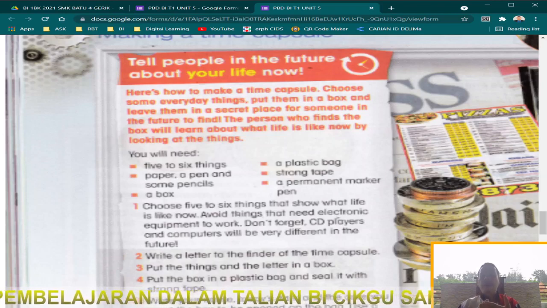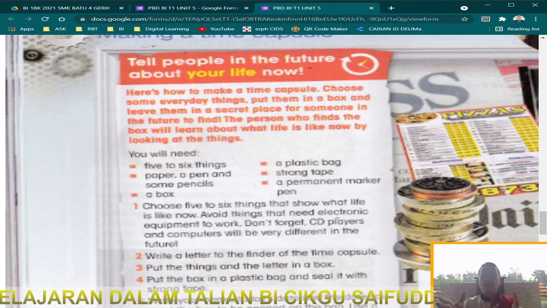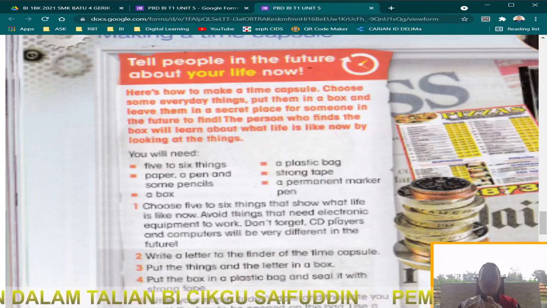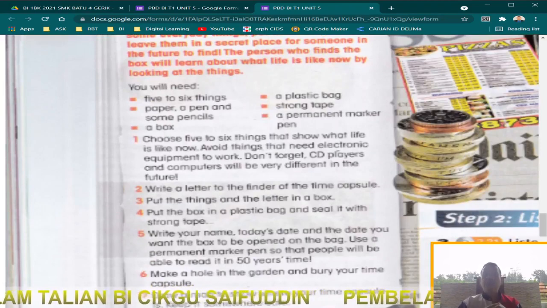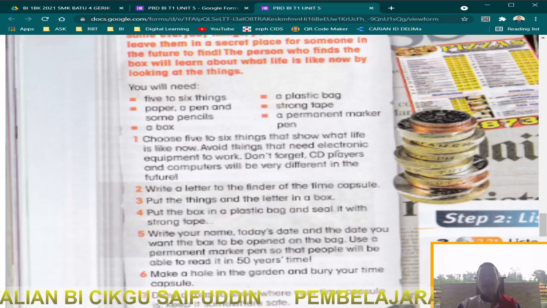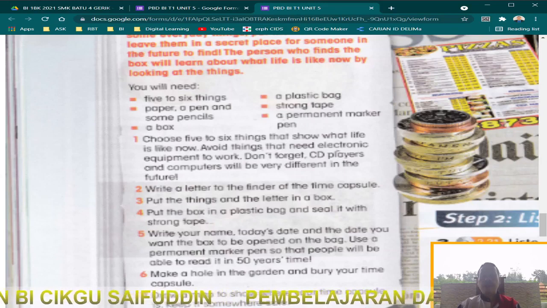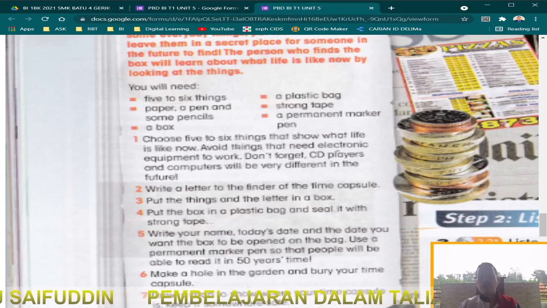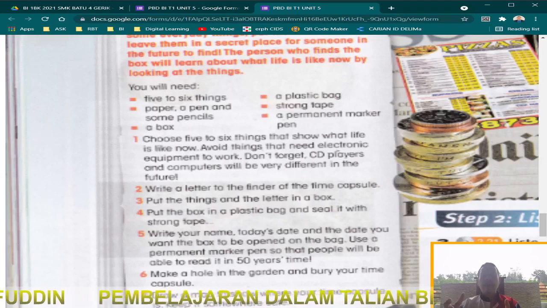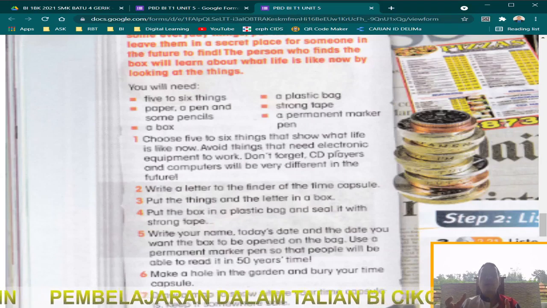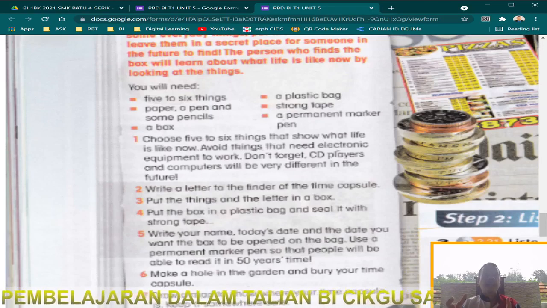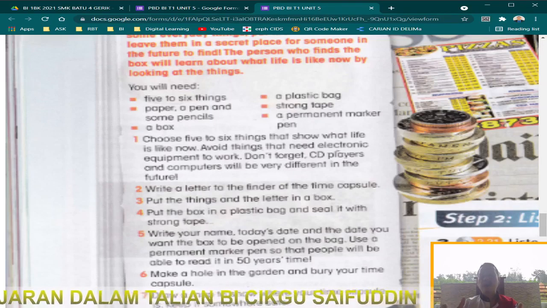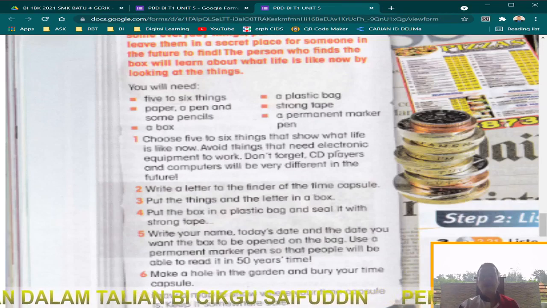Okay, you need a paper, a pen and some pencils, a box, a plastic bag, strong tape and a permanent marker pen. Number 1, choose 5 to 6 things that show what life is like now, and avoid things that need electronic equipment to work. Don't forget, CD players and computers will be very different in the future. So you can put in a thing, except for technology items, because maybe it can't be used in the future.